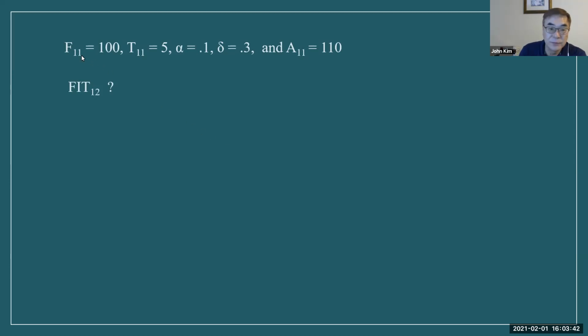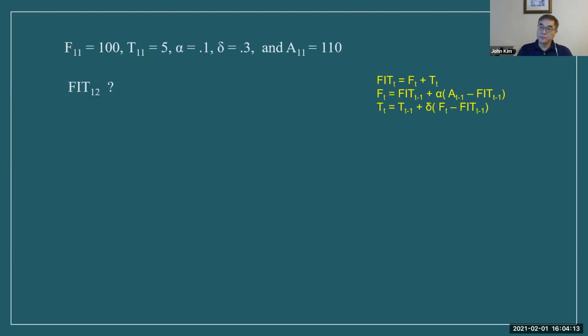Example: F11 equals 100 given, T11 equals 5, alpha equals 0.1, delta equals 0.3, and actual data A11 equals 110. Then this one asks for FIT 12. So from this, I will write. FIT 12 equals F12 plus T12.